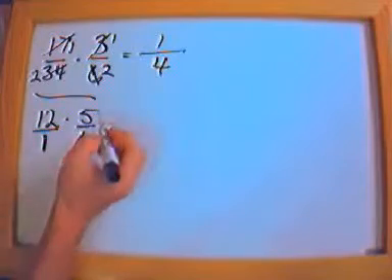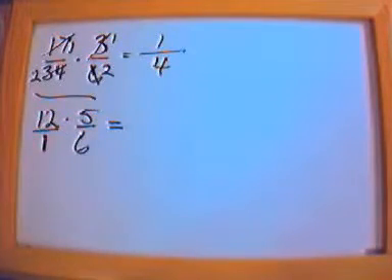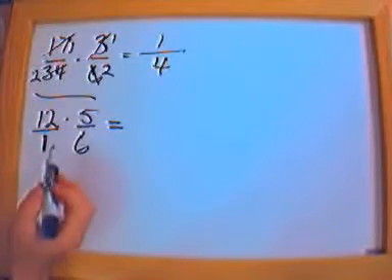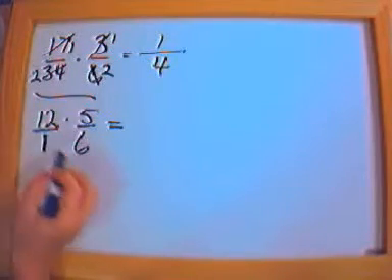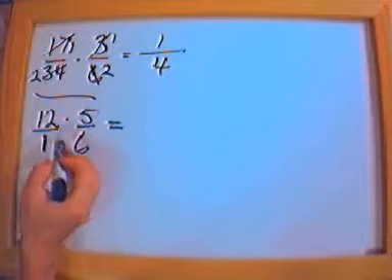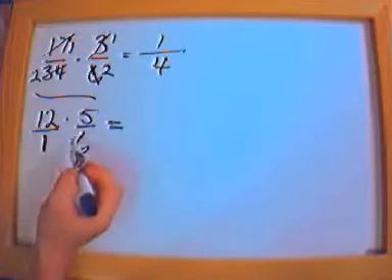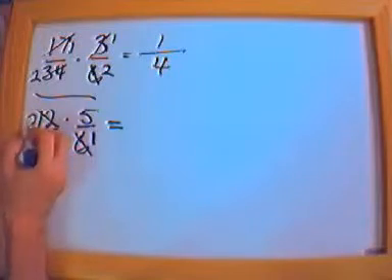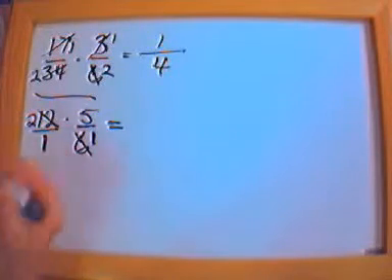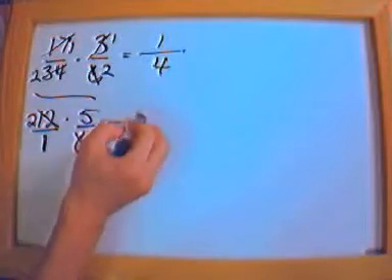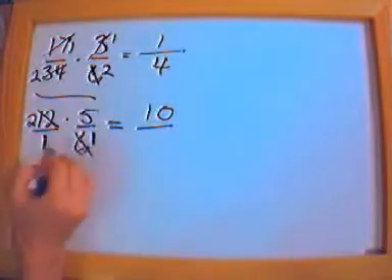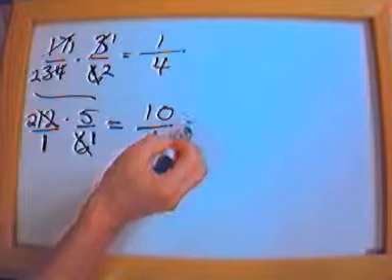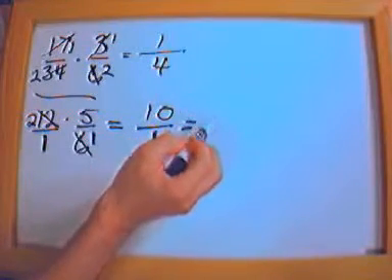So now here's my problem. And let me try to simplify this before I go 12 times 5 and 1 times 6. I notice right here that I can simplify 12 and 6, because 6 goes into both of these an even number of times. So 6 goes into 6 one time, 6 goes into 12 two times. So here's my new fraction. 2 times 5 is 10, 1 times 1 is 1, and again, anything over 1 is the top number, so the answer is 10.